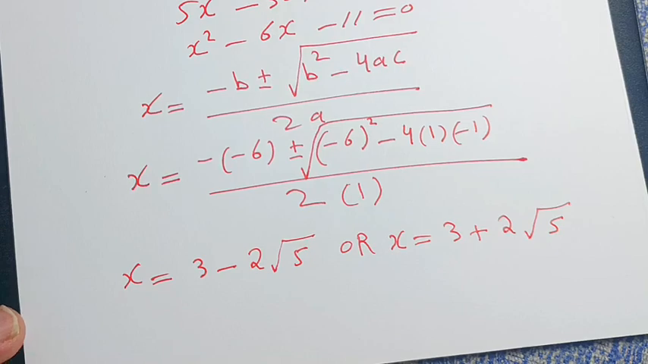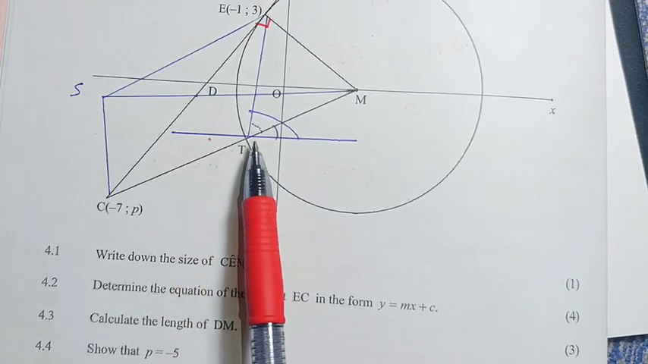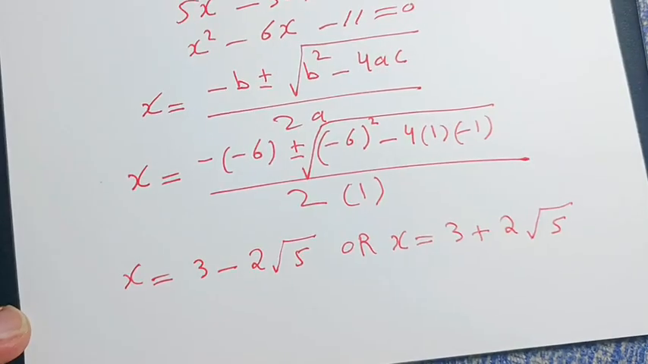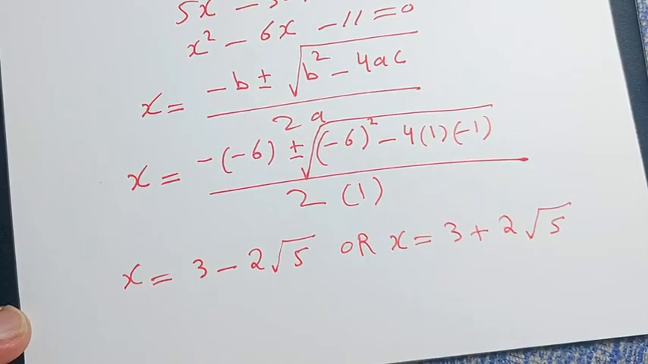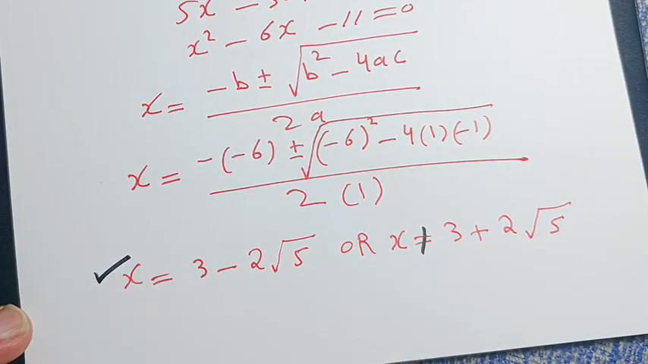Now I need to choose the value here, which one I'm going to take. Must remember T lies on the third quadrant, which means the x value is going to be negative. So this one is not applicable, only this one I'm going to use. So we have the x value now.